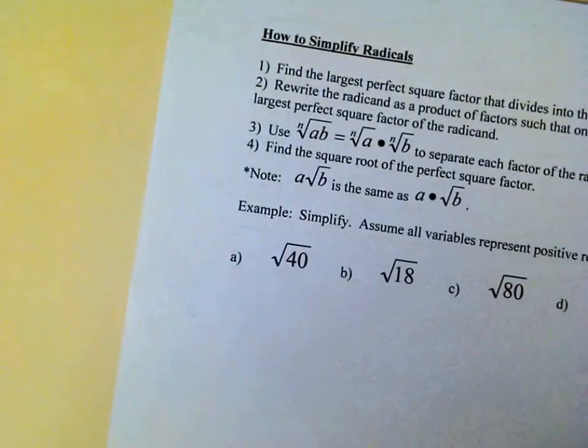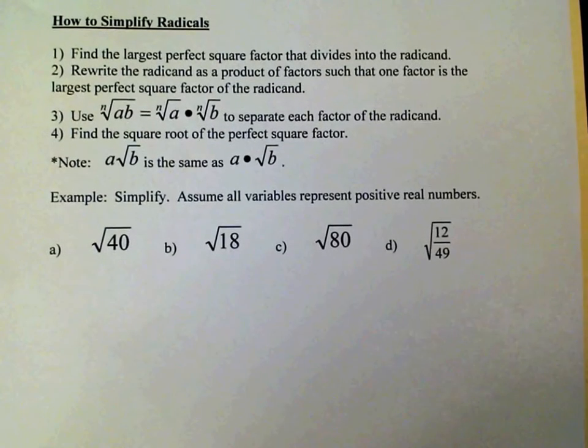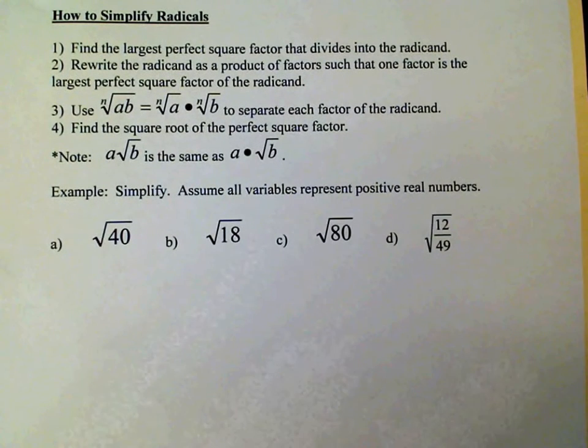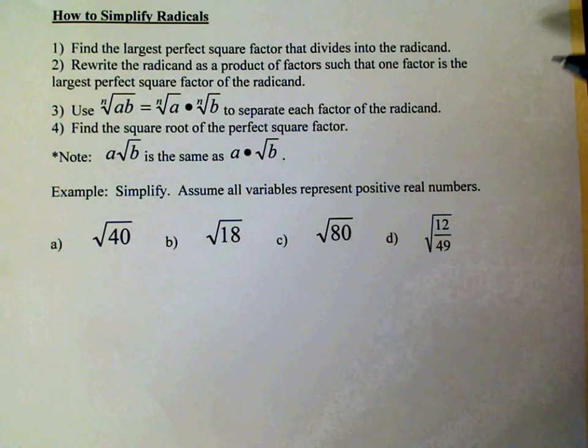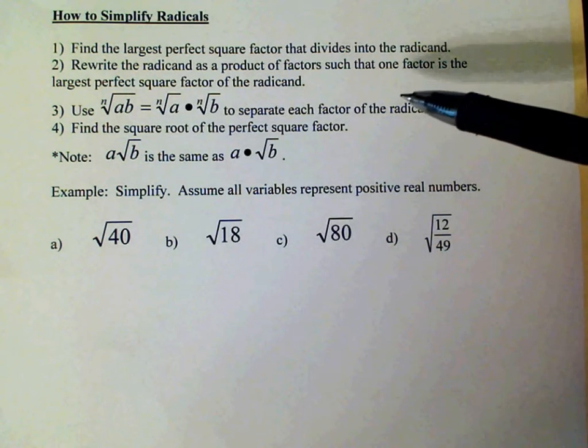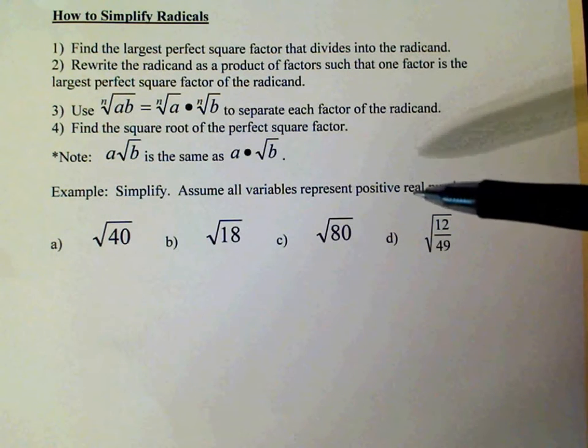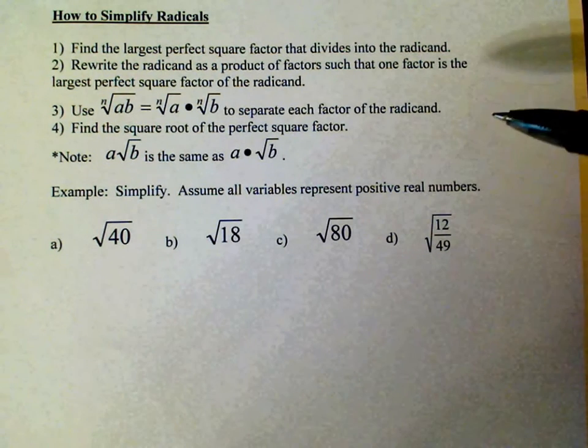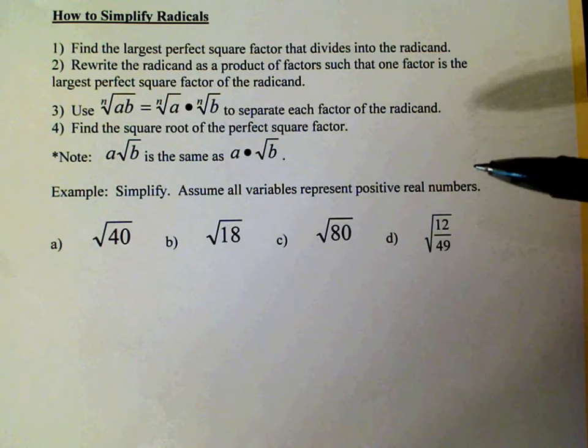Simplifying radicals. What we want to do is find the largest perfect square factor that divides into the radicand, and then we're going to rewrite the radicand using that perfect square factor, and then we're going to take that one out. Now, it sounds kind of complicated, but it's actually not.